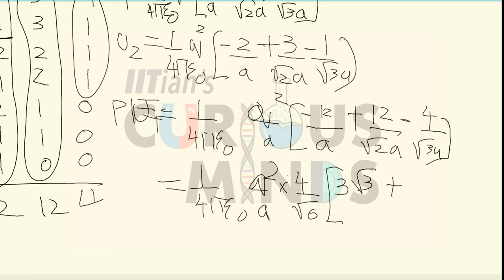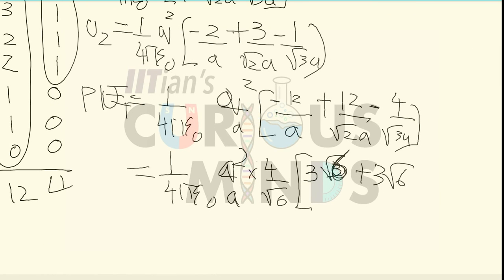So the second term will be multiplied by 3 root 6 over here. The initial part will also be 3 root 6, and the second part will also be 3 root 6, and the third term, if I take 4 by root 6 common, will simply be equal to root 2. Now this will be the total energy of the system that is required.